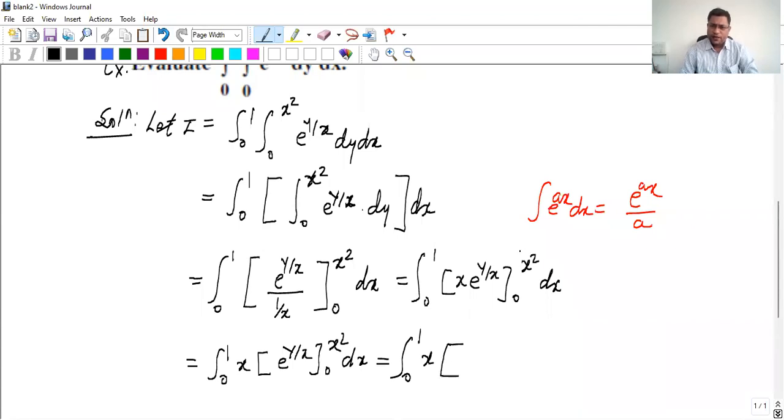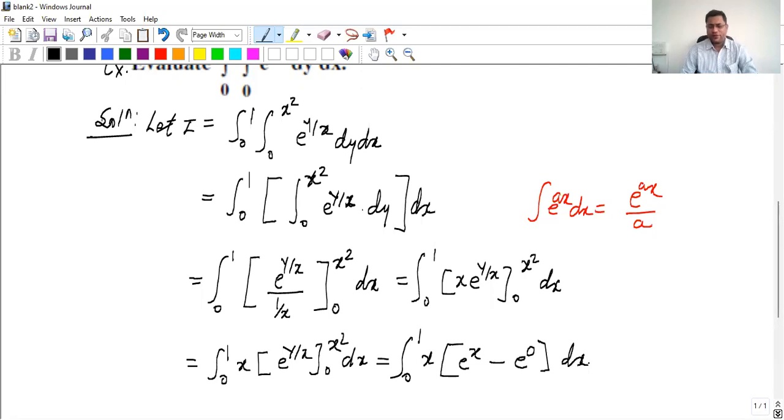If I apply x square, put y is equal to x square. So if we put y is equal to x square, are you getting e raised to x? Is that okay? Yes, sir. Because x square by x, one x will get cancelled and you will be having e raised to x here. Minus, we have to use the lower limit. So when y is equal to 0, what will this term be? E raised to 0.